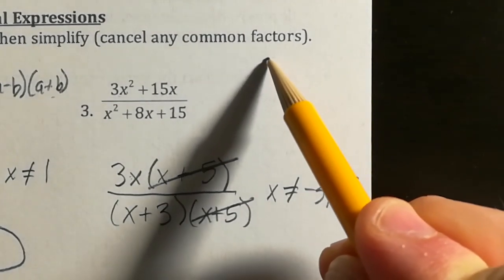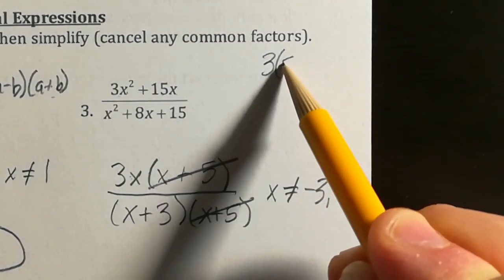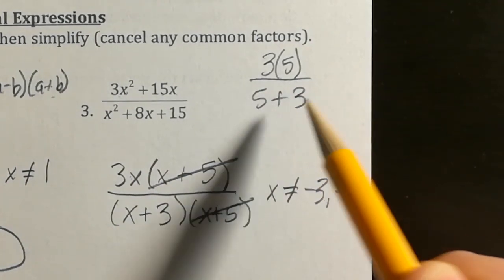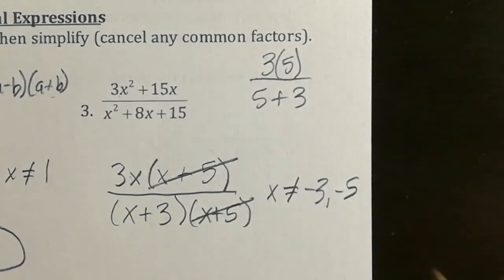Do something like 3 times 5 over 5 plus 3. Try to cancel out those 3's and actually calculate this out, see what you get. Okay, and then cancel out those 3's and see if you get the same thing. You're not going to get the same thing. Okay, so yeah, just one of those rules we've got to remember.